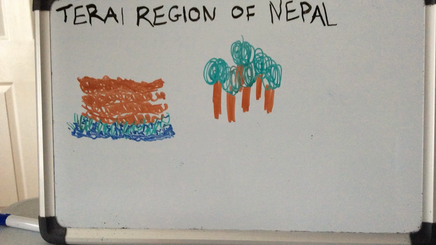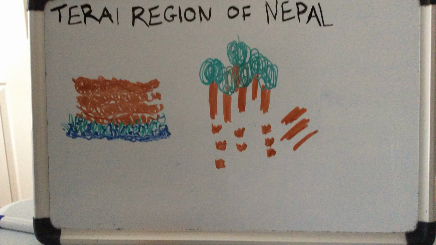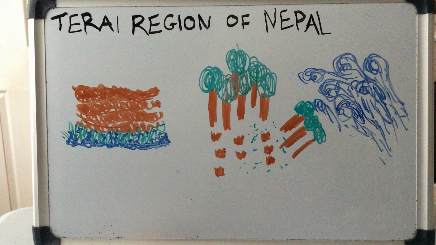They are an important source of national income, but large areas of forest have been cleared for agricultural or timber production. This has worsened the effects of monsoon flooding.